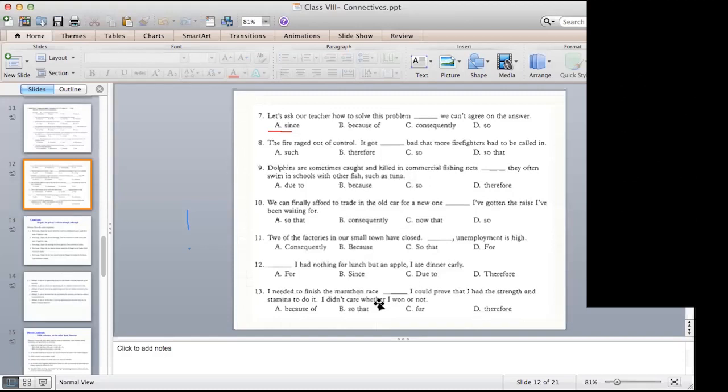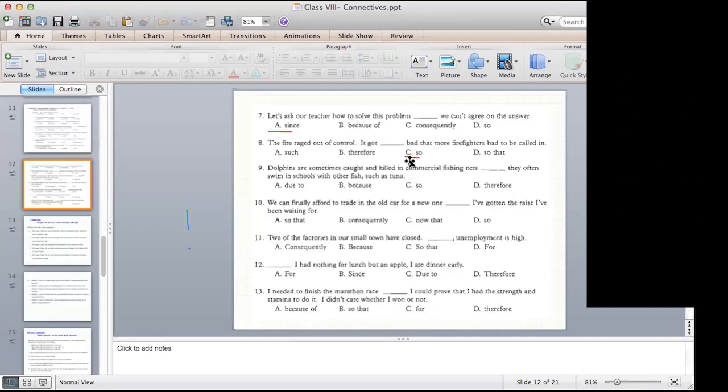All right? Dolphins are sometimes caught and killed in commercial fishing nets. They often swim in schools with other fish, such as tuna. By the way, for those students who don't know school, a group of fish is called a school. That's why fish are called the smartest animal, because a group of fish is called a school. Good, school of fish. So dolphins are sometimes caught and killed in commercial fishing nets. Okay? They often swim in schools with other fish, such as tuna.